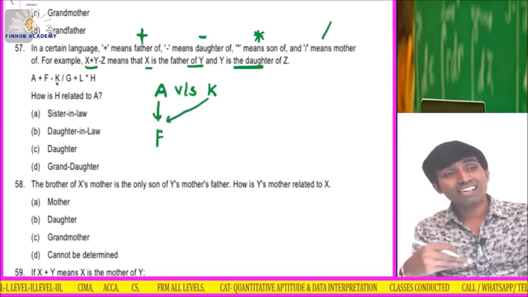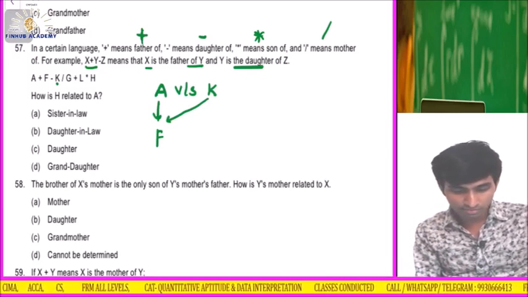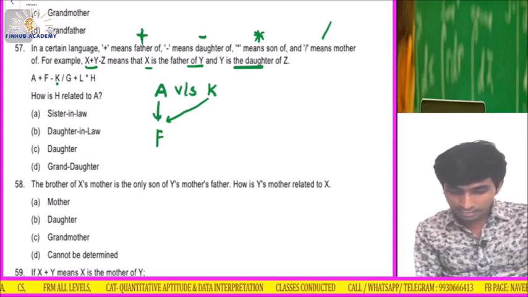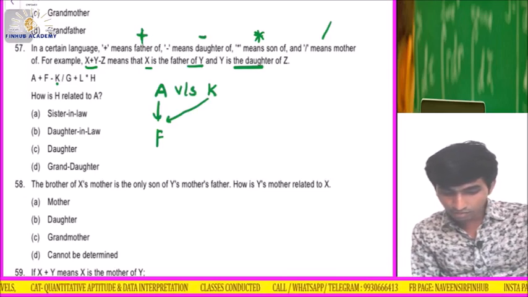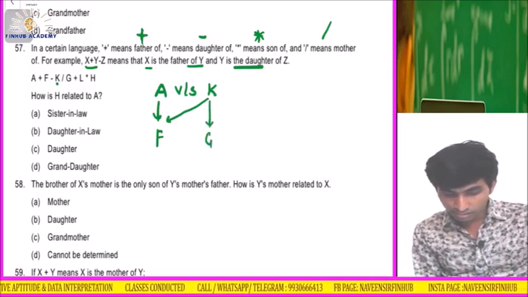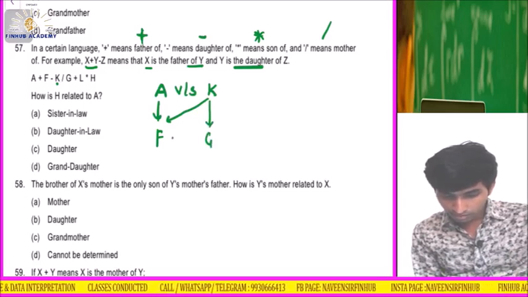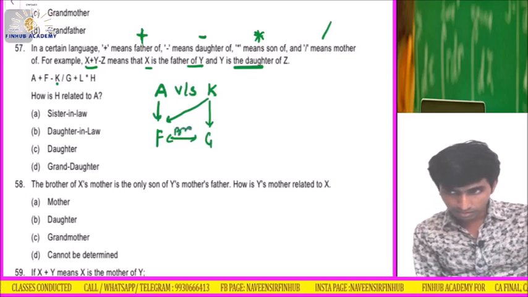F is son or daughter of A. That means A and K are what? Married, husband and wife. K divided by G means K is mother of G. So obviously these people are what? Here I will put brother and sister. The relation is not given. These are brother and sister, siblings.